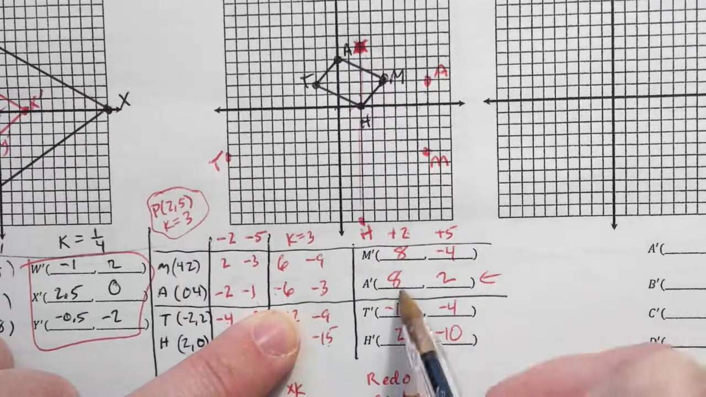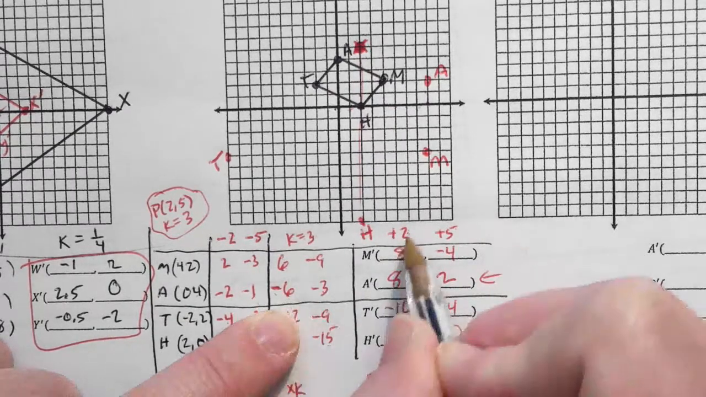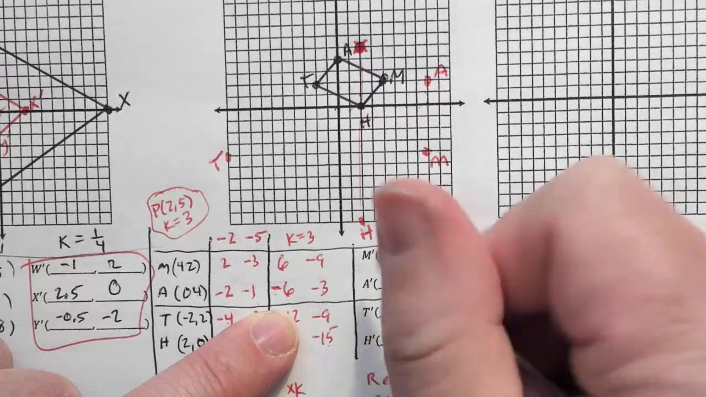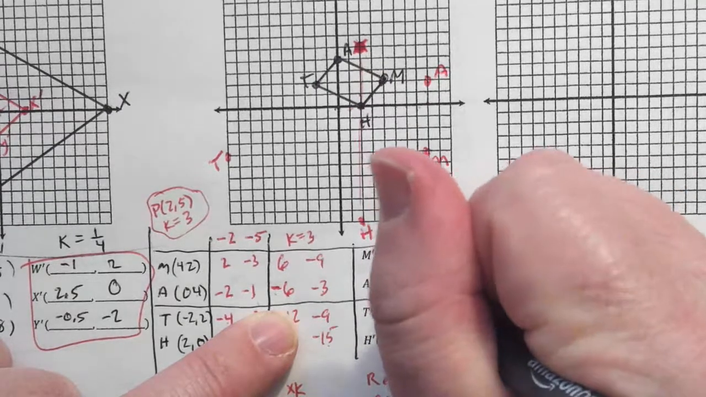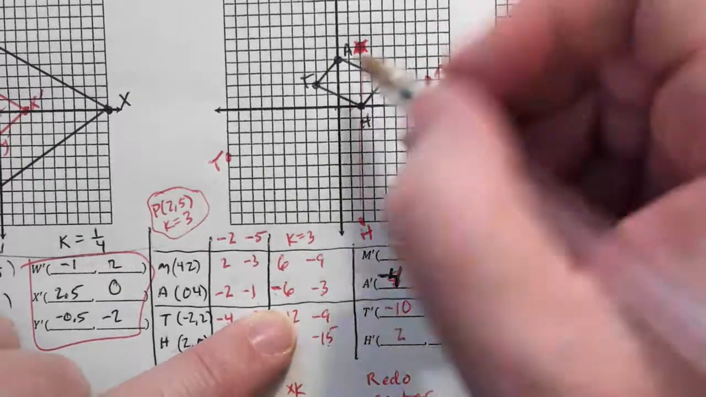It was a negative 6 plus 2, not a positive 6 plus 2. So what is negative 6 plus 2? And that would have been negative 4. So we caught a mistake when we plotted this right there. So that was supposed to be a negative 4. So let's try that again.